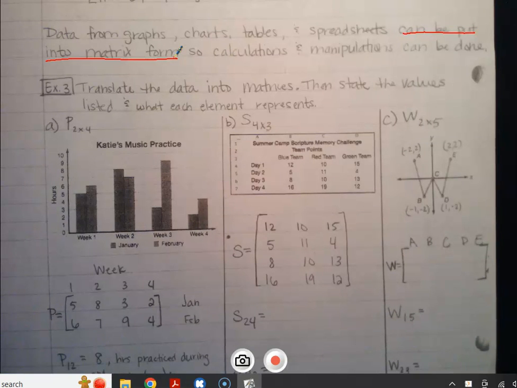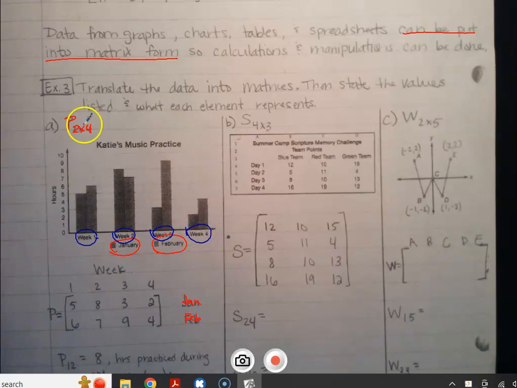We're going to name it P, the matrix P, and it should be a 2 by 4 matrix. Good question. If we look at our data, we're looking at 2 months, January and February. So that's going to be our 2. When I wrote this, I put January over here and February over here because I want to put my P equals in my brackets. And then we also have 4 weeks of data.